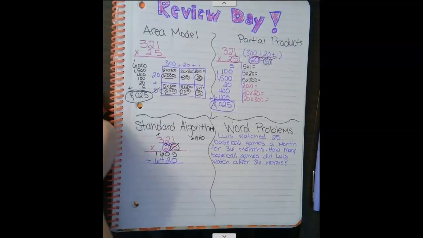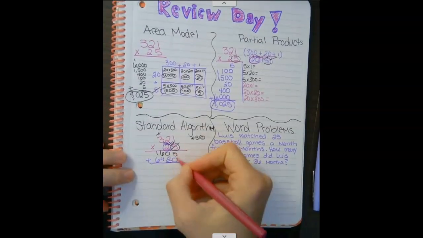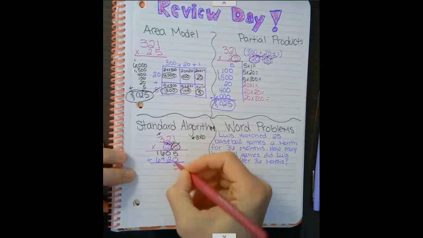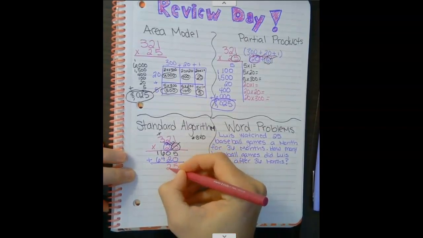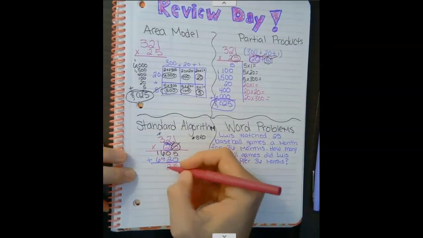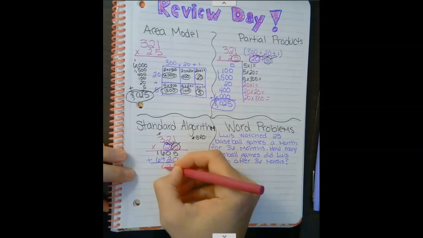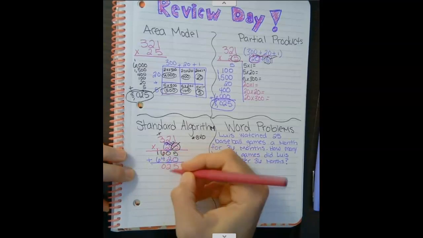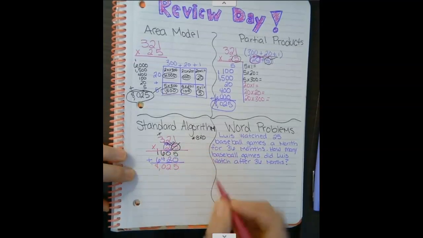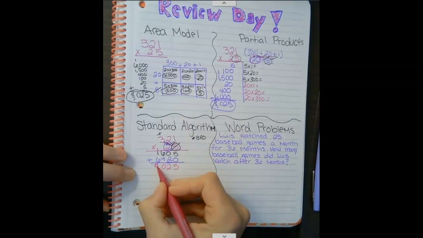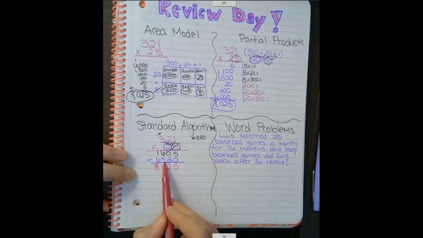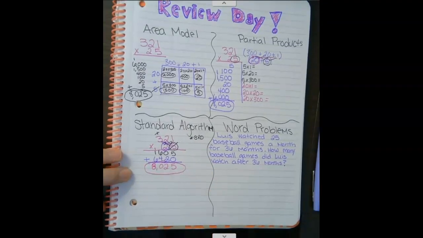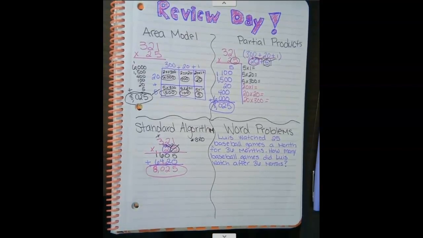So when I add these up together, I have 5 plus 0 is 5. 0 plus 2 is 2. 6 plus 4 is 10. Drop my 0. Carry my 1. 6 plus 1 plus 1 is 8. So again, I have 8,025. Okay.